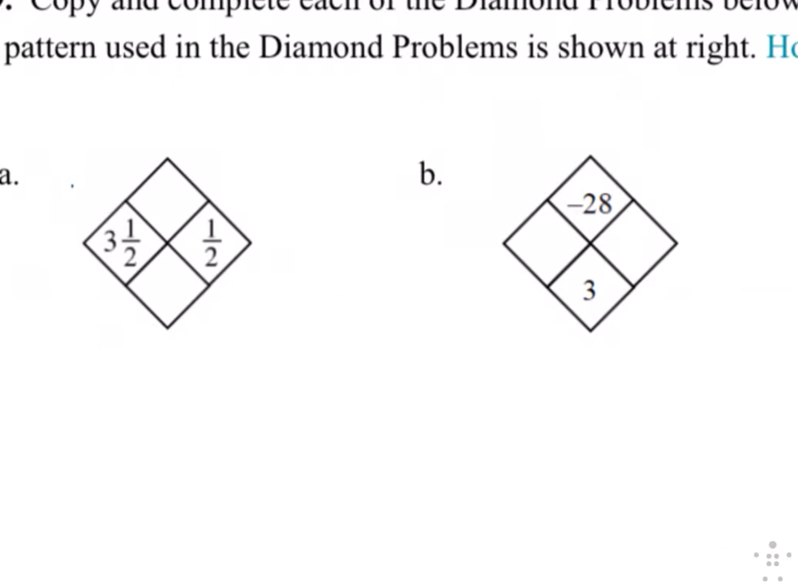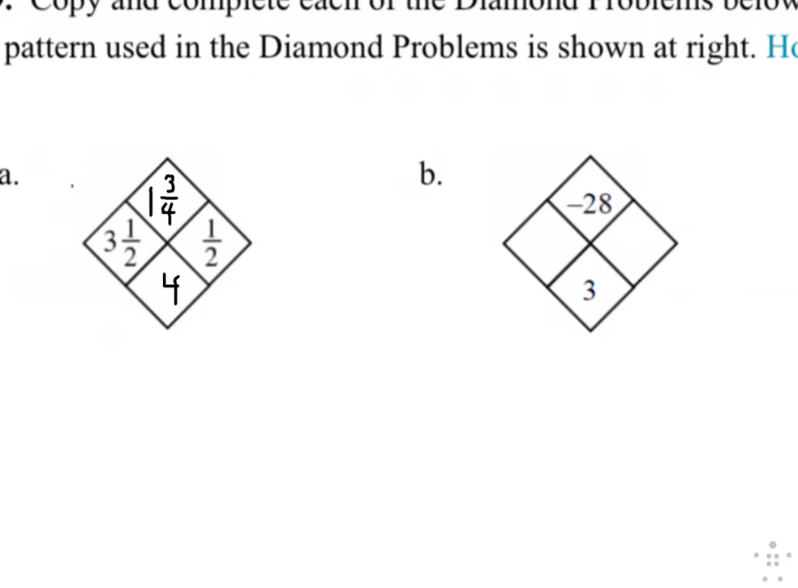So 3.5 times 1/2 is 1 3/4, right? That's half, 1 3/4. And then added is the bottom, so 3.5 plus 1/2 is 4, right?